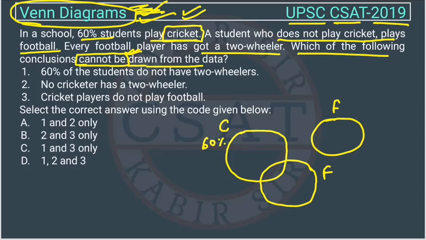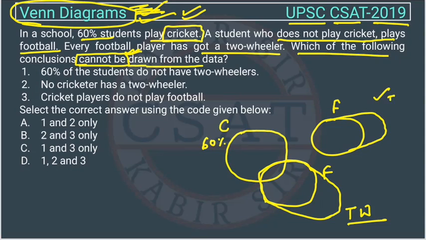So this information is not given, but they have given information that every football player, so these are football players, every football player has got a two-wheeler. So all these students have a two-wheeler, right? So either the case will be this first case or this second case, right? Now 60% of the students do not have a two-wheeler. So we know the football players will be 40%, because 60% are playing cricket, right? So the remaining 40% are playing football.